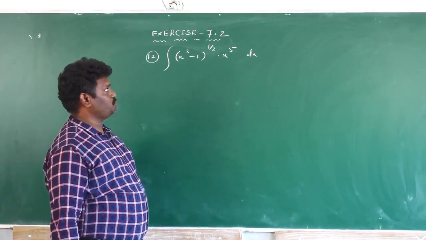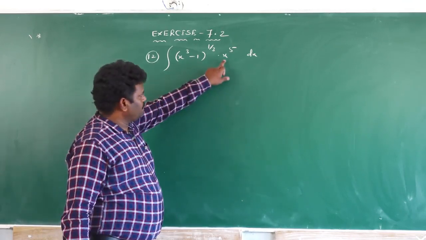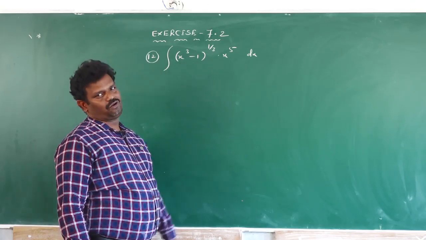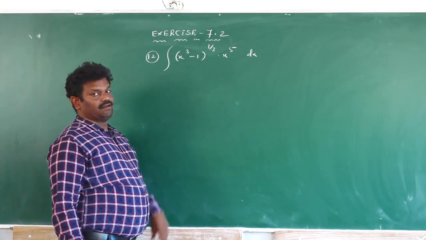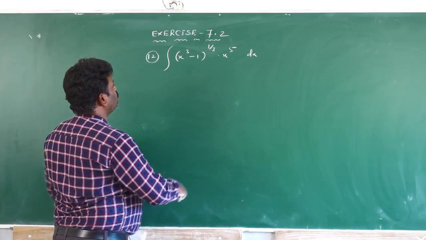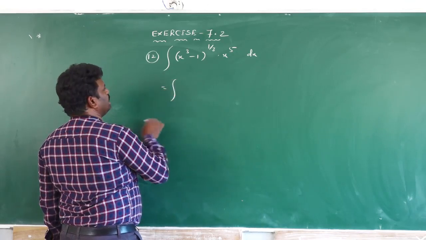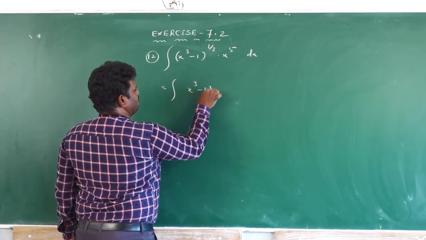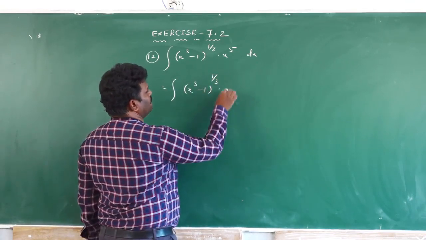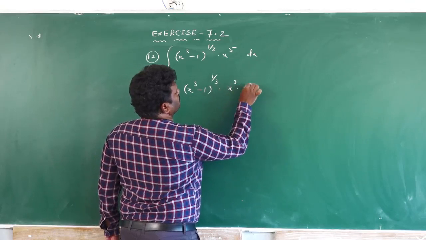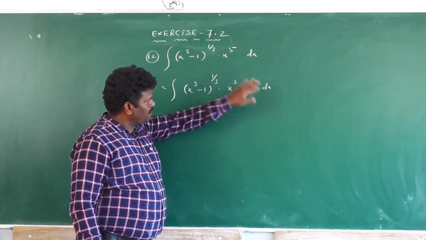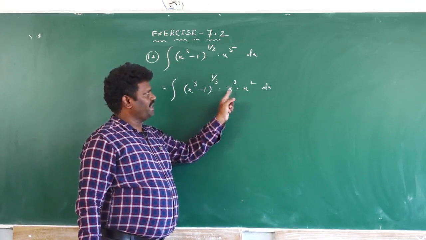Then here we need a substitution. Suppose we take x power 5 as the substitution, then the derivative is 5 into x power 4, but x power 4 is not there. Otherwise if we take x cube, the derivative is 3x square. So this is possible. So how to write this? First, integral (x cube minus 1) whole power 1 by 3 into, if you split this power, x cube into x square. So x power 5 can be reduced into the product form, x cube into x square.